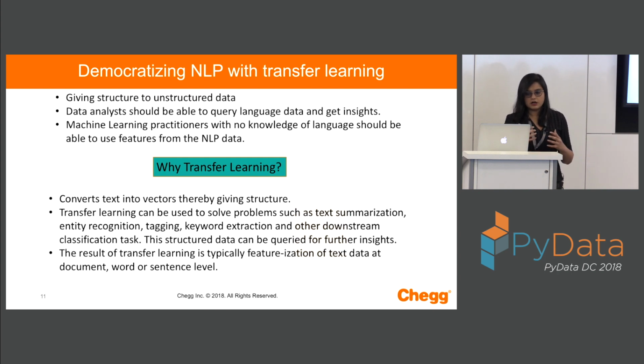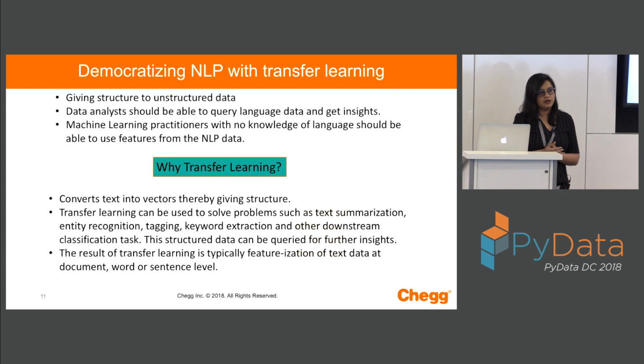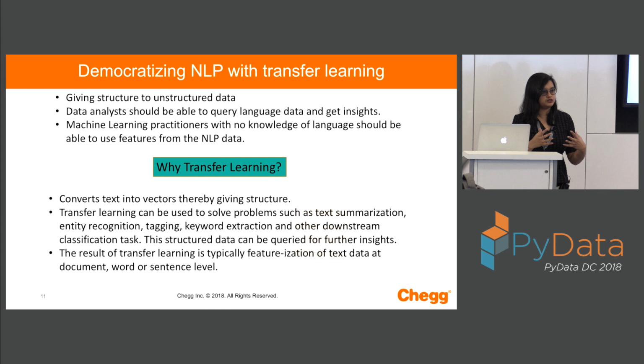And another very important part is there may be machine learning practitioners. And when I say machine learning practitioners, I also mean people who probably don't have a very deep knowledge in machine learning. Maybe they have the pipeline with Spark or any other distributed system, and they know how to use logistic regression, use some features, and get some predictions out of it. So even those teams should be able to take advantage of the rich information that's there in text data.